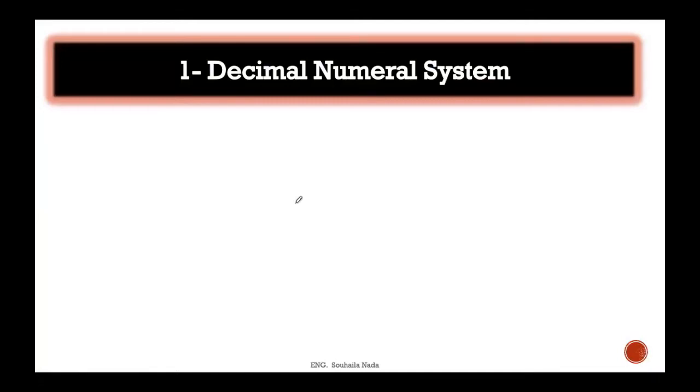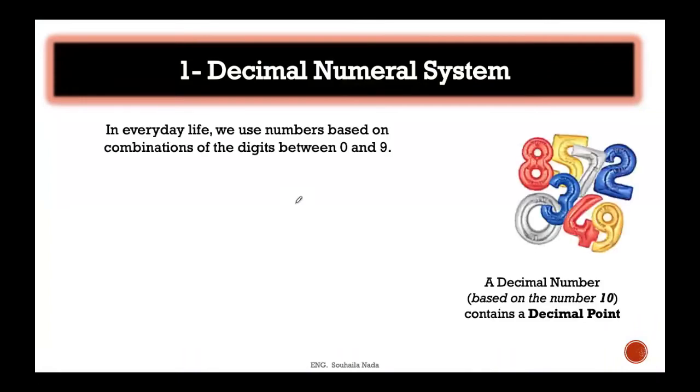Of course, we are not going to study the decimal numeral system, but I would like to show you that all the systems resemble each other. How? Let us see how. In everyday life, we use numbers. A number is based on a combination of digits.